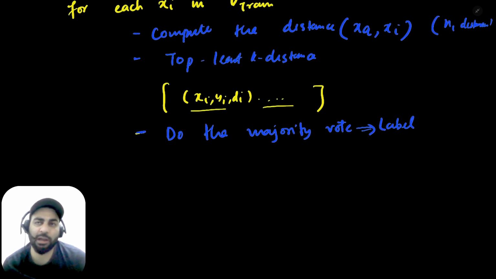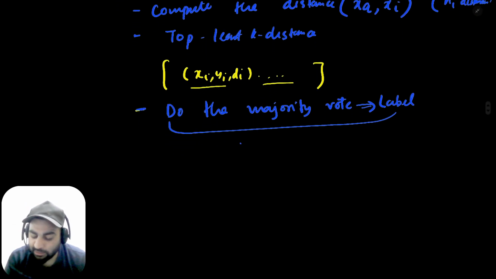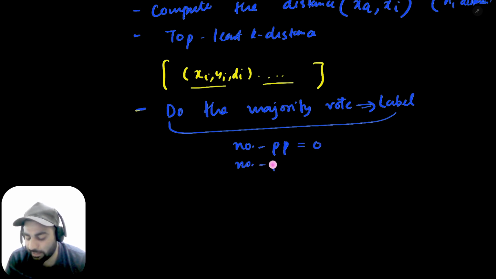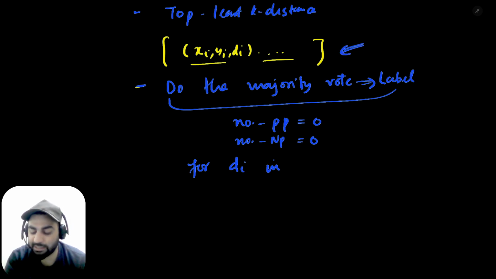So how to do the majority vote, you know now. For example, in our case we have two classes. So let me again expand on how to do this majority vote. You will say the number of positive points pp is equal to 0, and the number of negative points np is also equal to 0 in the initial state. For di in the nearest neighbor set nn, compute the label.